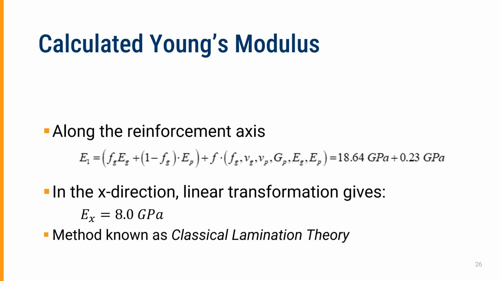You can see that in fact you can make a pretty decent estimate by taking a look at only the first section. In the x direction, so now we have to rotate it, we can use a linear transformation to determine that the modulus of elasticity in the x direction is 8 gigapascals. This method is known as classical lamination theory, and it's pretty cool. It will exercise your matrix multiplication.